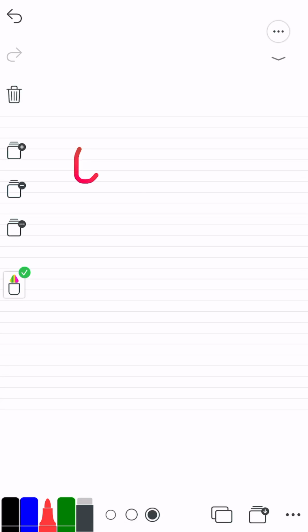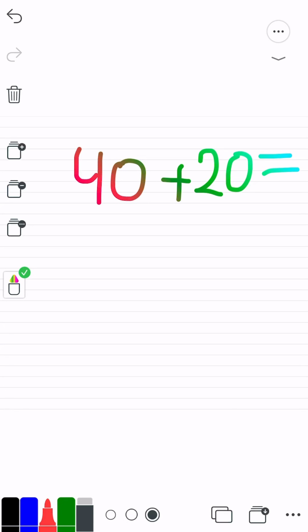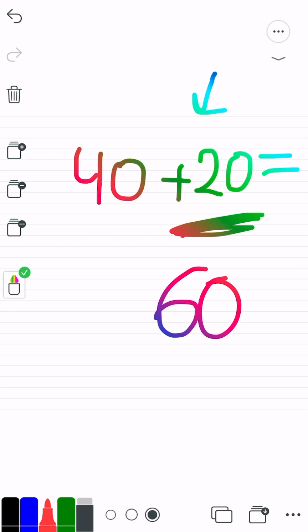Let's say we have 40 plus 20. Now we have to count on in tens. Don't forget, we have to count on in tens. So 40 plus 20, we count on in tens 2 times. That equals, it goes like this: 40 plus 10 equals 50, then 60, then the answer is 60. So we counted on in tens.